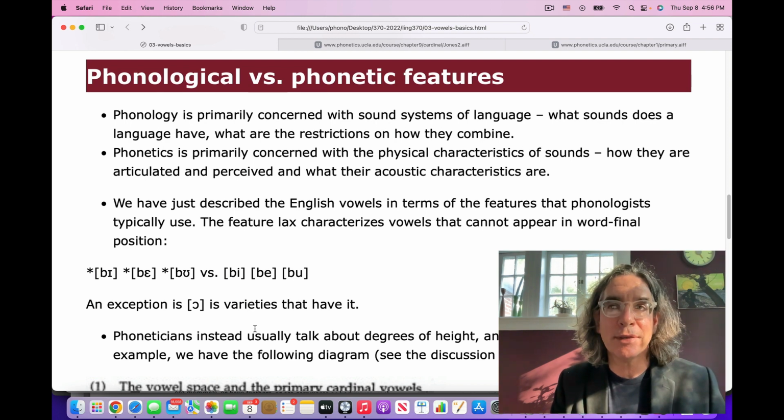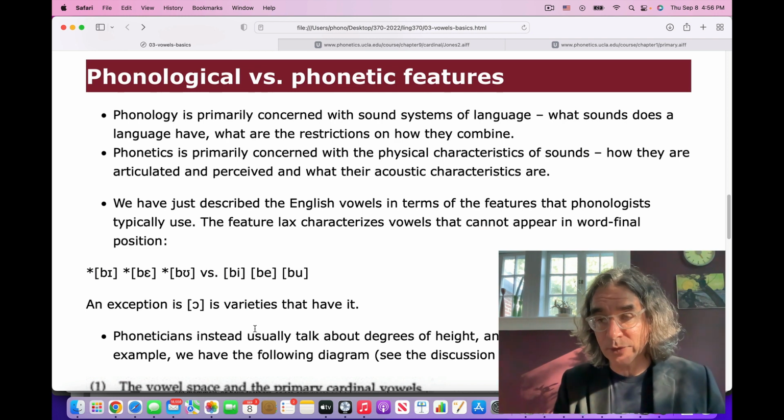Does it have E versus I? And what are the restrictions on how they combine? What are the restrictions on how consonants combine to form the onsets and codas of syllables? Do vowels get reduced in unstressed positions? Things like this. Phonetics, on the other hand, is primarily concerned with the physical characteristics of sound, looking at exactly how they are articulated and perceived and what their acoustic characteristics are. And we'll be looking a little bit at the acoustic characteristics of sounds using waveforms shortly.